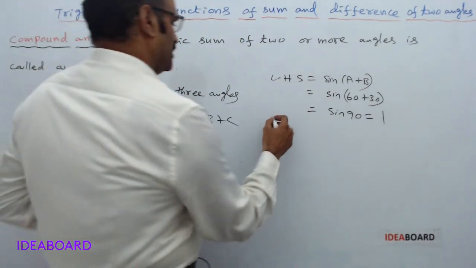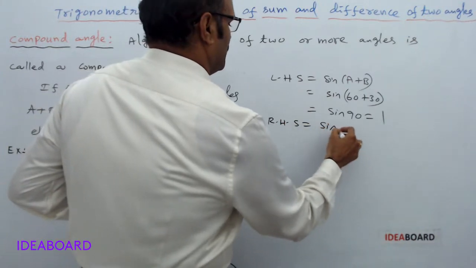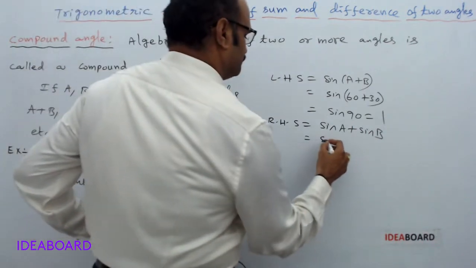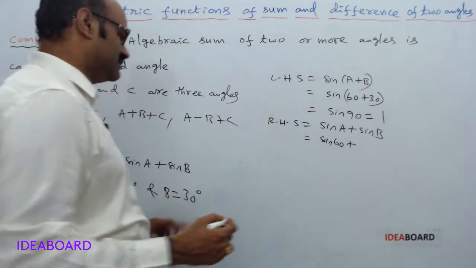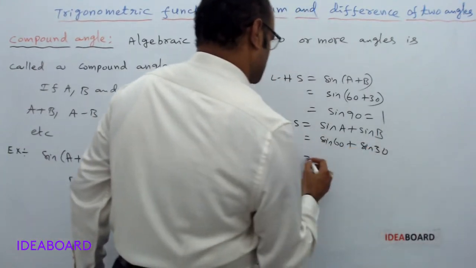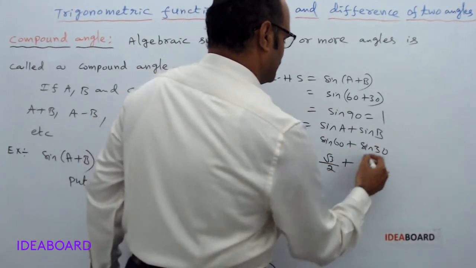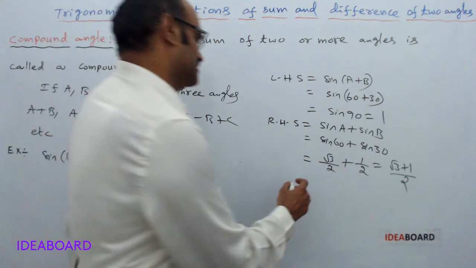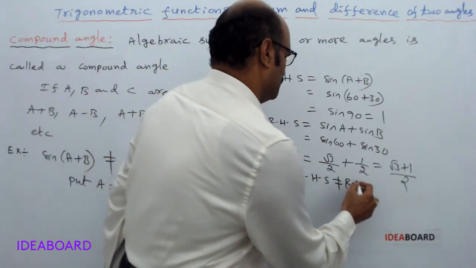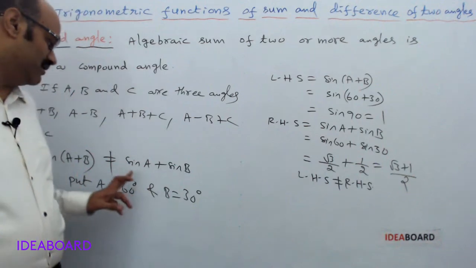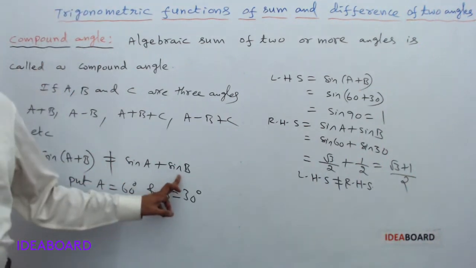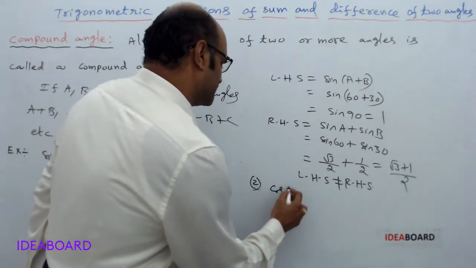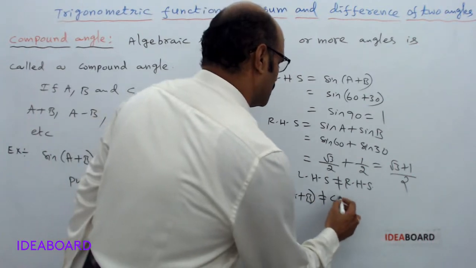Similarly, RHS: we have sine A plus sine B, which is sine 60 plus sine 30. Sine 60 is root 3 by 2 and sine 30 is 1 by 2, so equal to root 3 plus 1 by 2. So LHS is not equal to RHS. Sine of A plus B is not equal to sine A plus sine B. Also, cos of A plus B is not equal to cos A plus cos B.